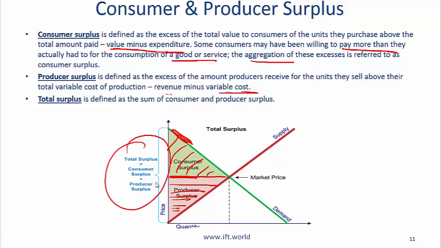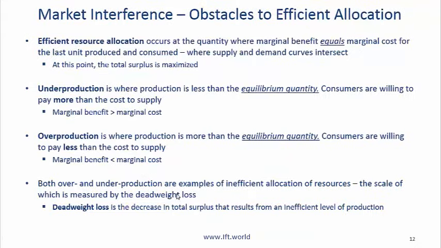The total surplus is the consumer surplus plus producer surplus. And notice that when the market is in equilibrium, the total surplus is maximized. Market interference is when we have obstacles to efficient allocation. Efficient resource allocation occurs at the quantity where marginal benefit, this is the demand curve, equals the marginal cost, the supply curve, for the last unit produced and consumed. This is where the supply and demand curves intersect. At this point, the total surplus is maximized.